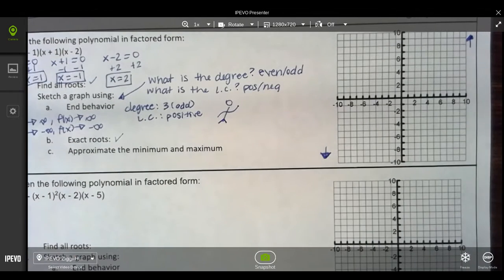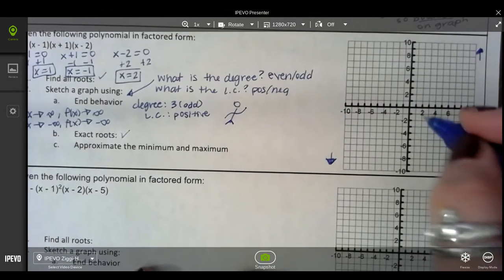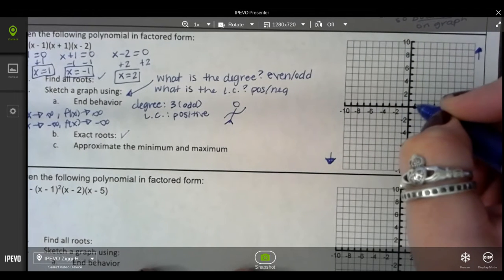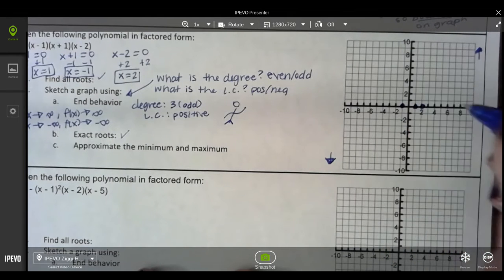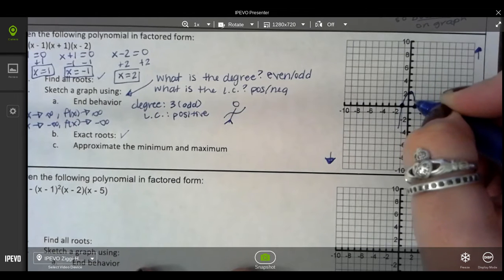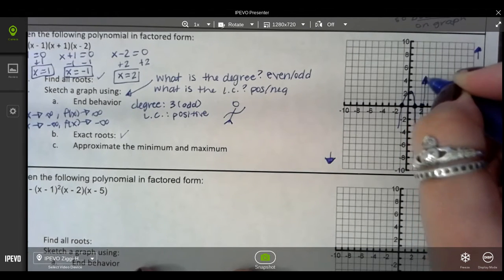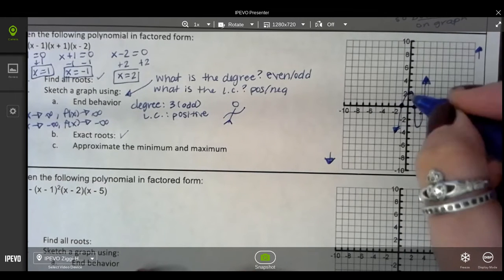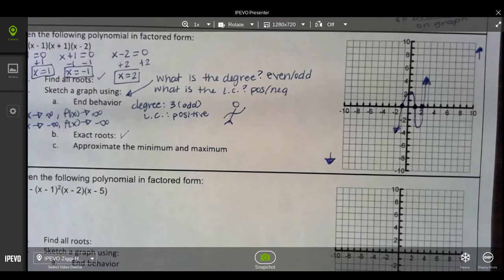Exact roots, we already did those, and we'll approximate the maximum on the graph. Plot your roots before you can do anything. So I have 1, negative 1, and 2. Remember, I'm starting down here, so I'm going to go up, turn around and come back down, turn around and go back up. Later on this unit, we will talk about how to approximate where our max and mins are, and so we can have a better sketched graph.